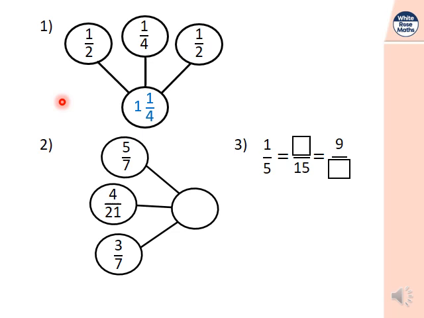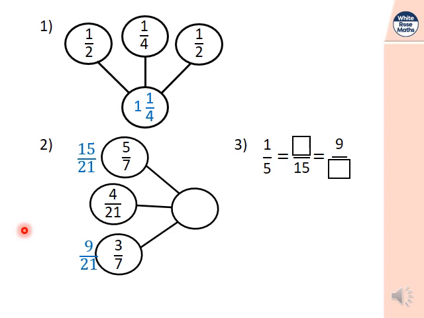Question number 2, we have 5/7, 4/21 and 3/7, and when we add them together, what would our total be? What we should have done in order to answer that question is convert our 7ths to 21sts, and we would have multiplied those fractions by 3, because 7 times 3 is 21. 5/7 is equal to 15/21, and 3/7 is equal to 9/21.